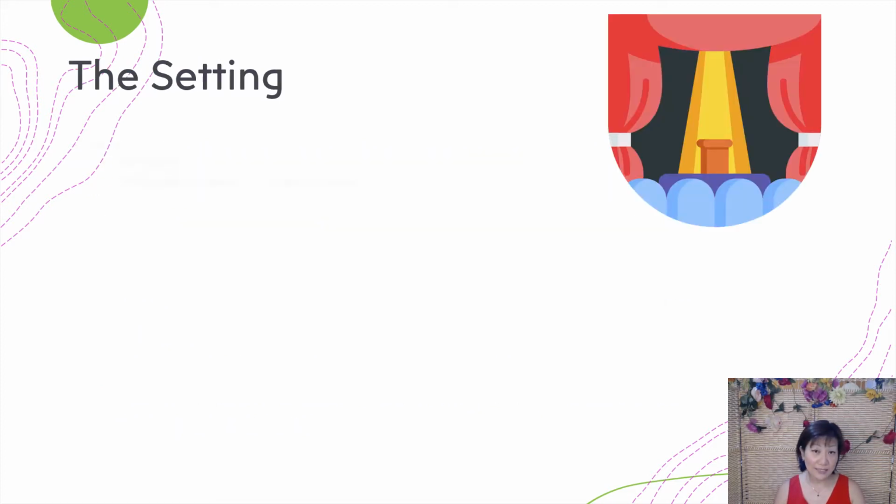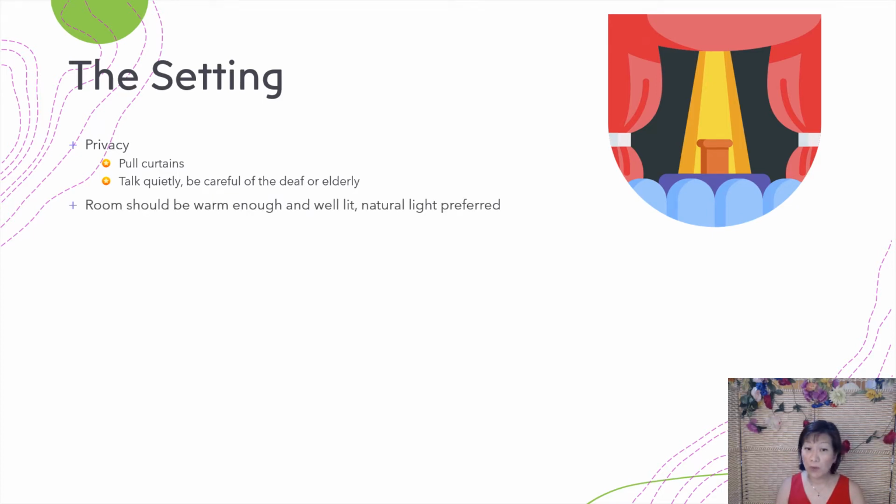Let's start off with the setting. The privacy is extremely important. We need to be pulling curtains shut if we are examining patients, particularly if we're going to remove their clothing. We need to talk quietly, be careful of the deaf or the elderly patients because they may have difficulty hearing you or trying to communicate with you. The room should be warm and well lit. Natural light is preferred for you to observe any discoloration of the skin or any other features of your client. Now, it should be warm, otherwise your poor patients will be cold. The poor people will be shivering.